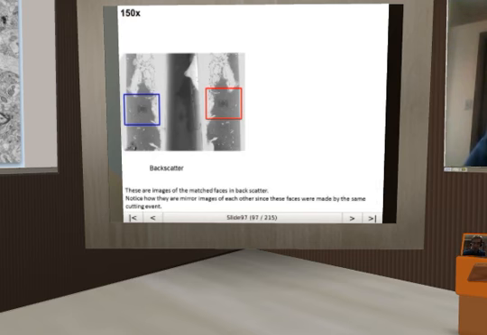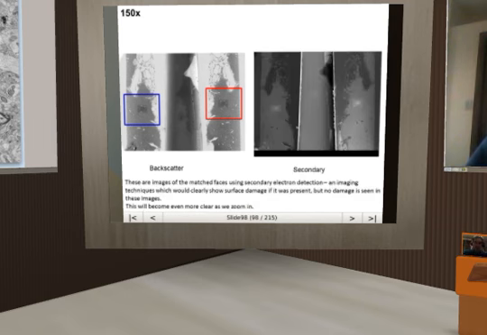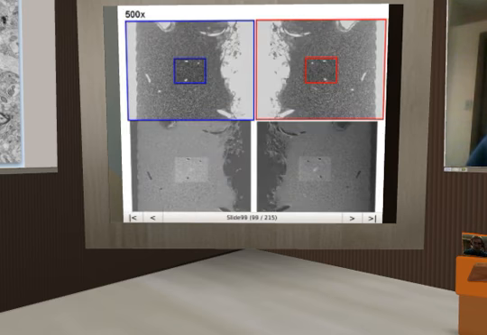So these are the images of the matched faces in backscatter electron mode. And you can notice how they are mirror images of each other, as they should be, because they are coming from the same cutting event. These are images of the matched faces using secondary electron detection, which is an imaging technique that would clearly show surface damage if it was present. I've taken out the slides that actually show surface damage in previous experiments, but trust me on this, there is no surface damage shown in these images.